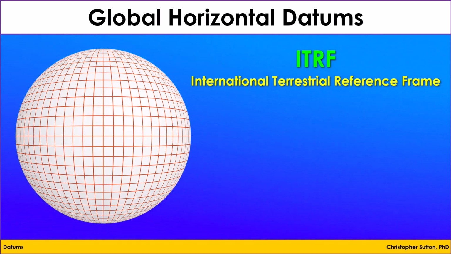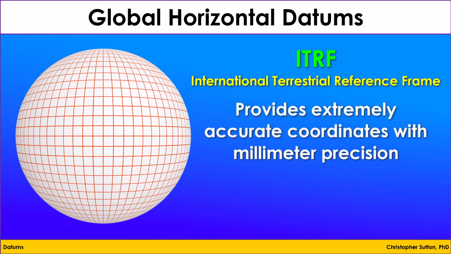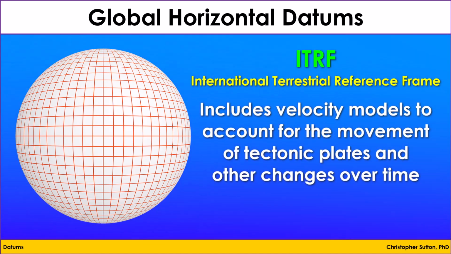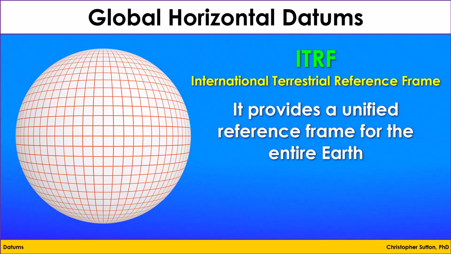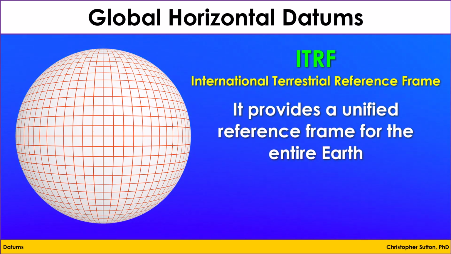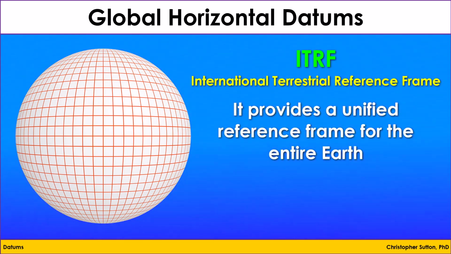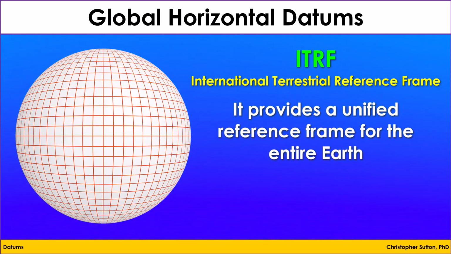Let's look at some of the key features of ITRF 2020. It provides extremely accurate coordinates with millimeter precision for many locations. ITRF 2020 includes velocity models that account for the movement of tectonic plates and other changes over time. It also provides a unified reference frame for the entire planet, making it ideal for global applications like climate monitoring, disaster management, and satellite navigation. It's worth noting that WGS 84 is closely aligned with ITRF.